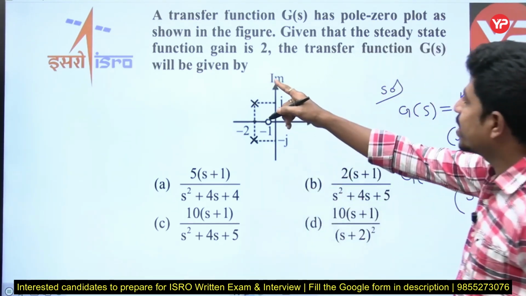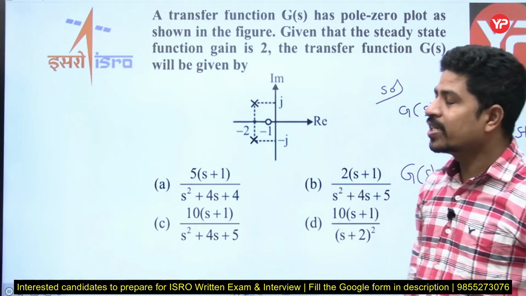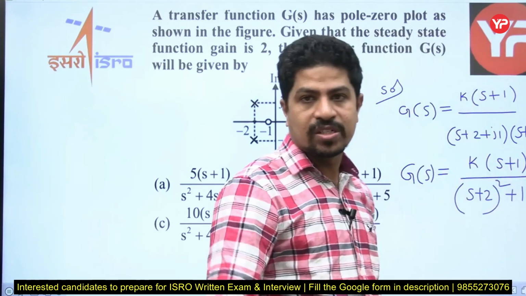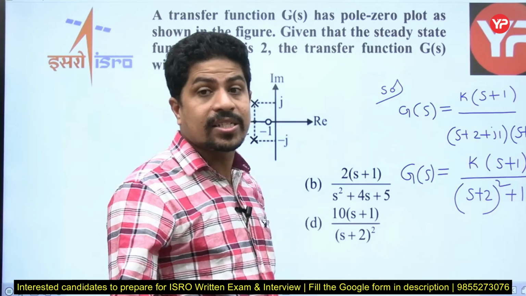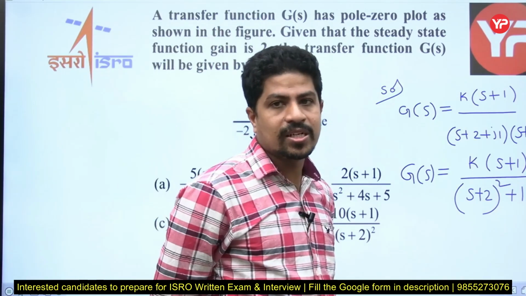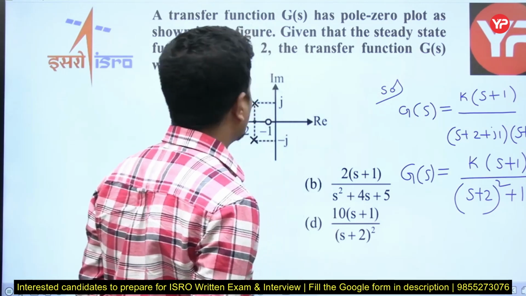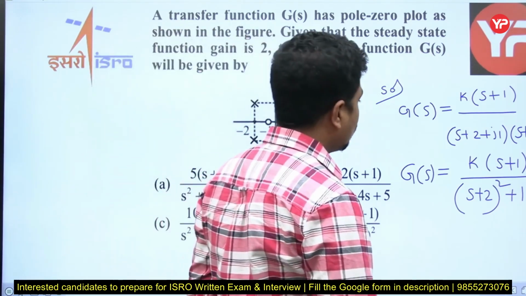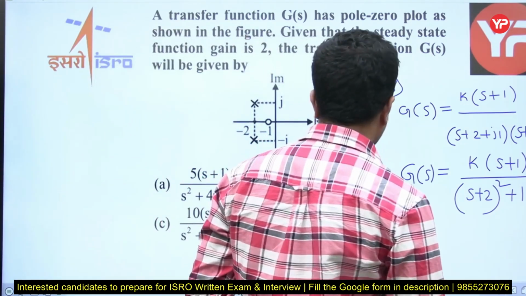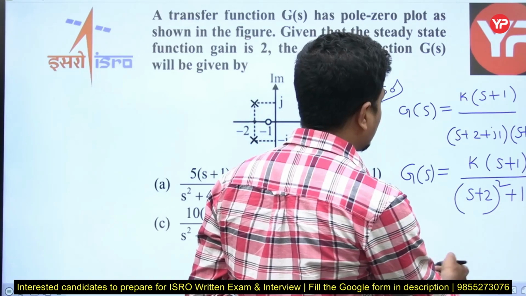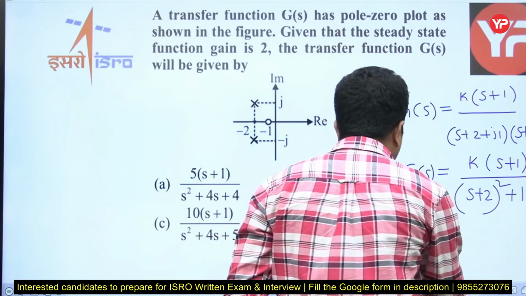But he is saying the steady state gain, means s tends to infinity. Steady state means t tends to infinity. Steady state means finally, right? The final value of gain is how much he is saying? 2. Means put s is equal to 0 in this, right? So first of all, let me simplify it.